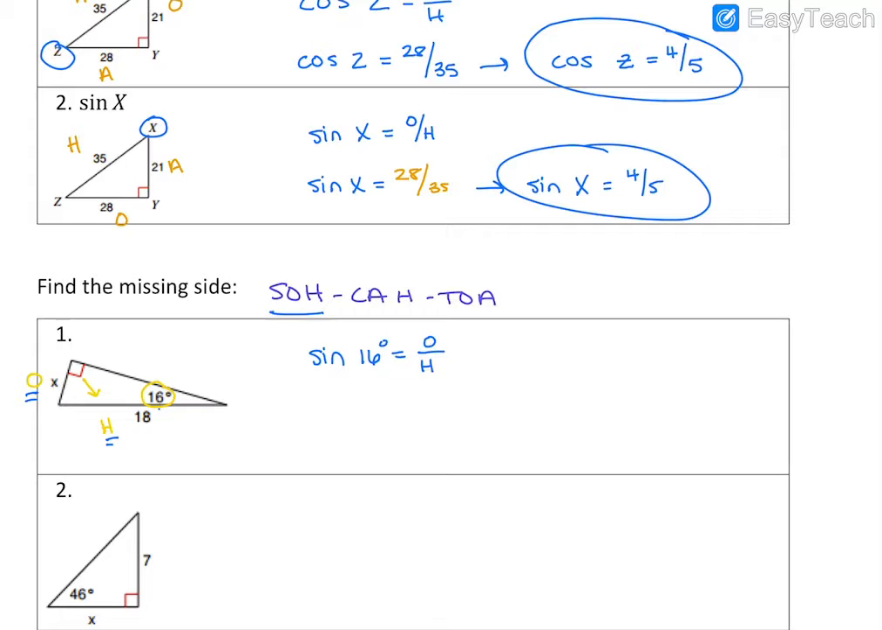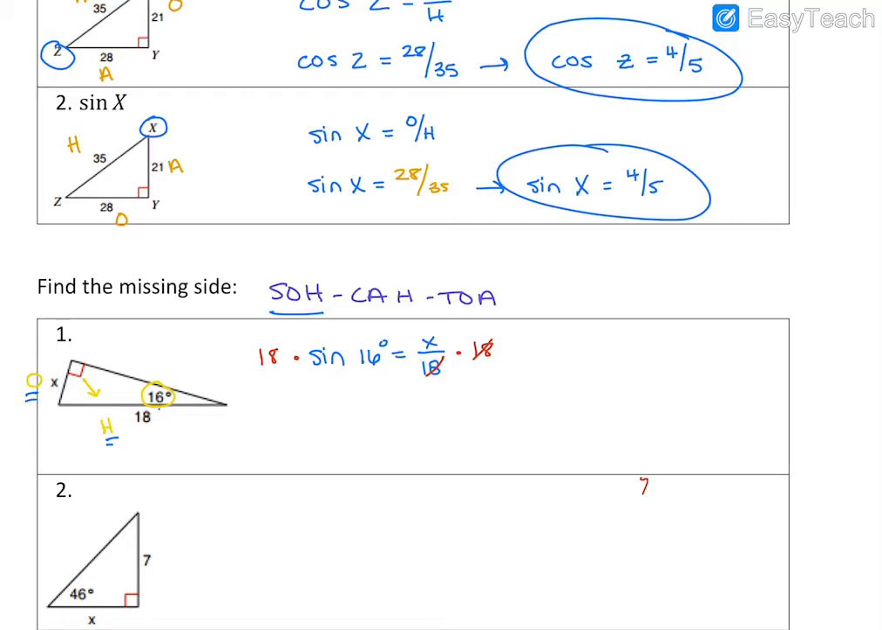Now, fill in what you know. We don't know what O is, but we do know that it's representing x. We have H. H is actually 18, so we're going to fill that in. So there we go. Now what we can do is we can solve for x. So to get x by itself, I'm going to multiply both sides by 18. My 18s go away here.